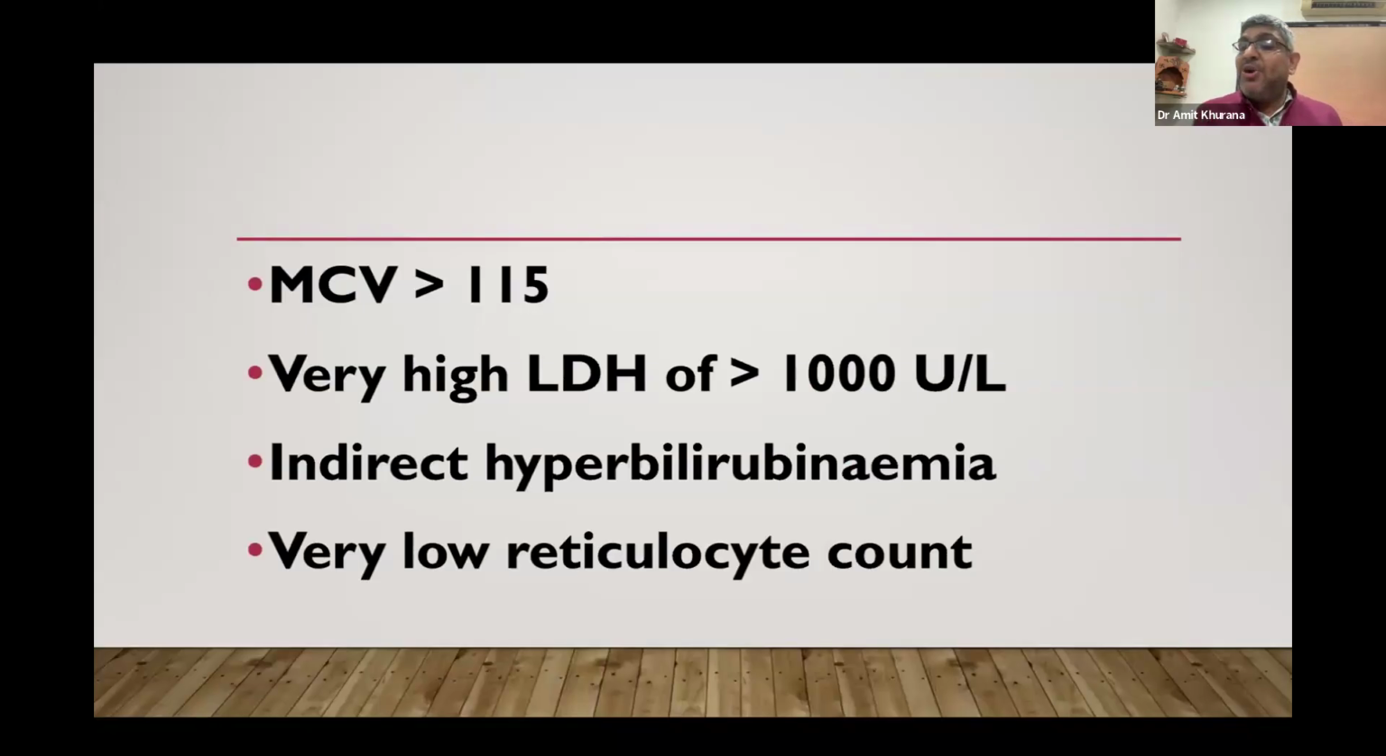There is no other etiology in the entire globe where your MCV is 120, 125, 130, and your LDH is more than 1000 with indirect hyperbilirubinemia. It's only B12 deficiency. So MCV of 120, LDH more than 1000 with indirect hyperbilirubinemia, you must look for B12 deficiency. And very important, your reticulocyte count will be very low in B12 deficiency, and that was your MCQ.